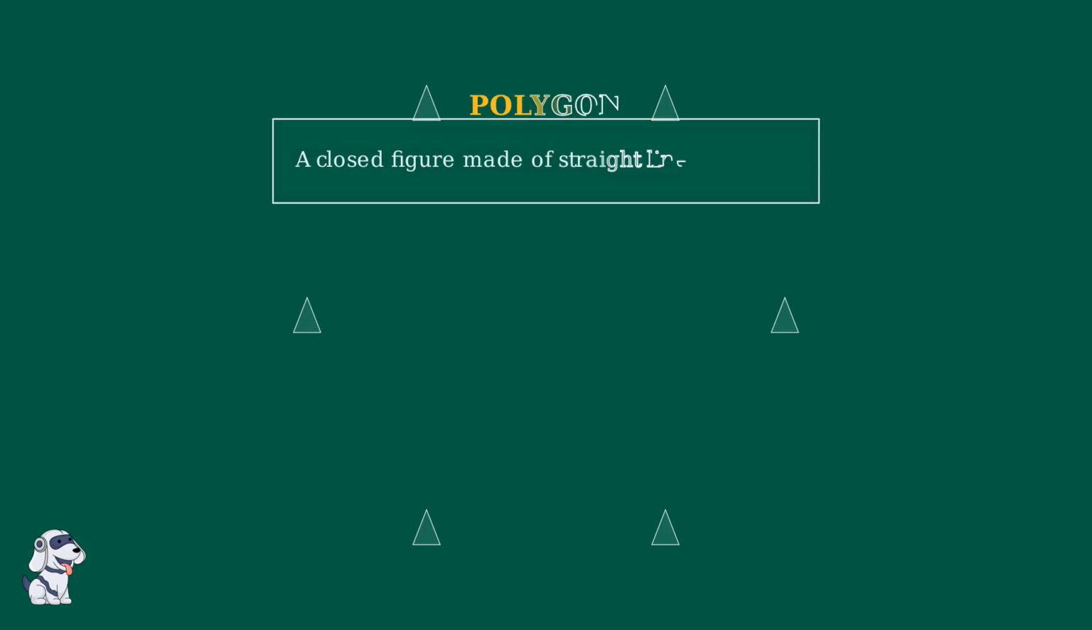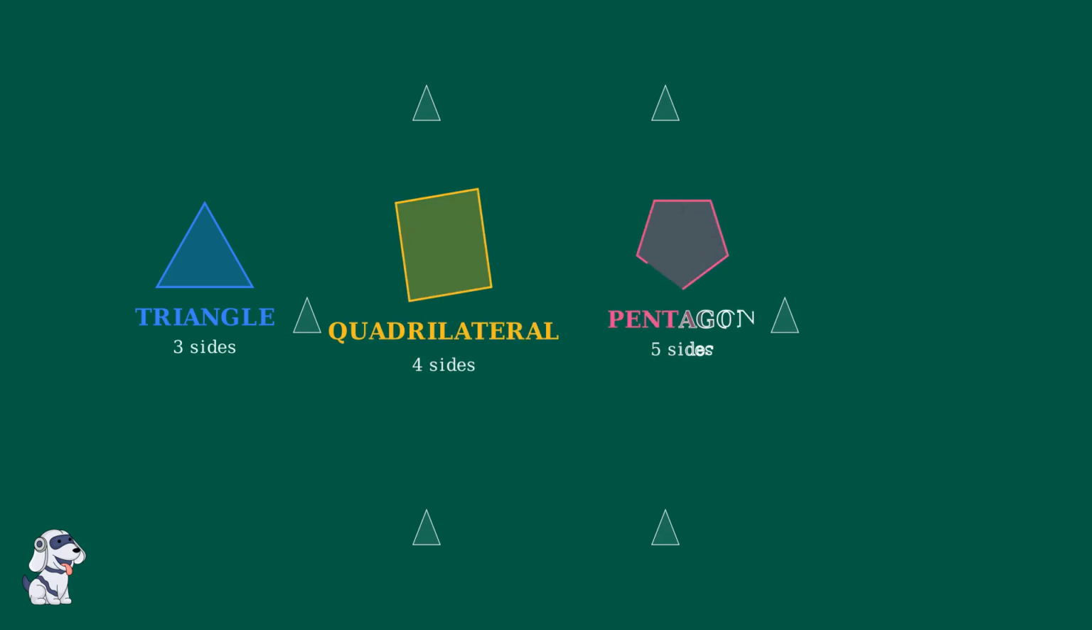A polygon is a closed figure made up of straight line segments. The word polygon comes from Greek, meaning many angles. Each line segment is called a side, and where two sides meet is called a vertex. Polygons are classified by the number of sides they have. A triangle has 3 sides, a quadrilateral has 4 sides, a pentagon has 5 sides, and a hexagon has 6 sides.